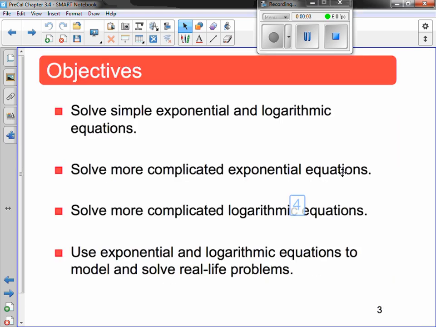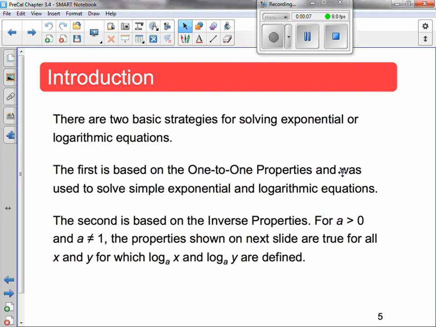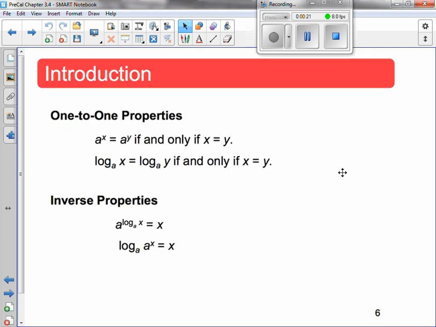Still dealing with exponential functions and logarithms. There are two basic strategies for solving exponential functions and logarithms. The first one is one-to-one. If the bases are the same, we can set the exponents equal to each other and solve. The second is based on the inverse property. One-to-one: a to the x is equal to a to the y if and only if x equals y.